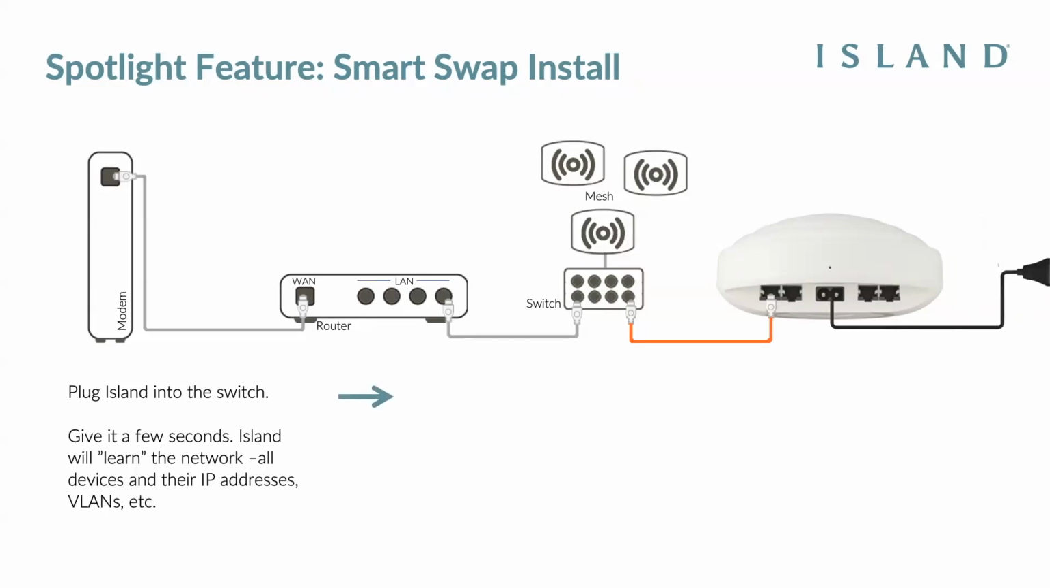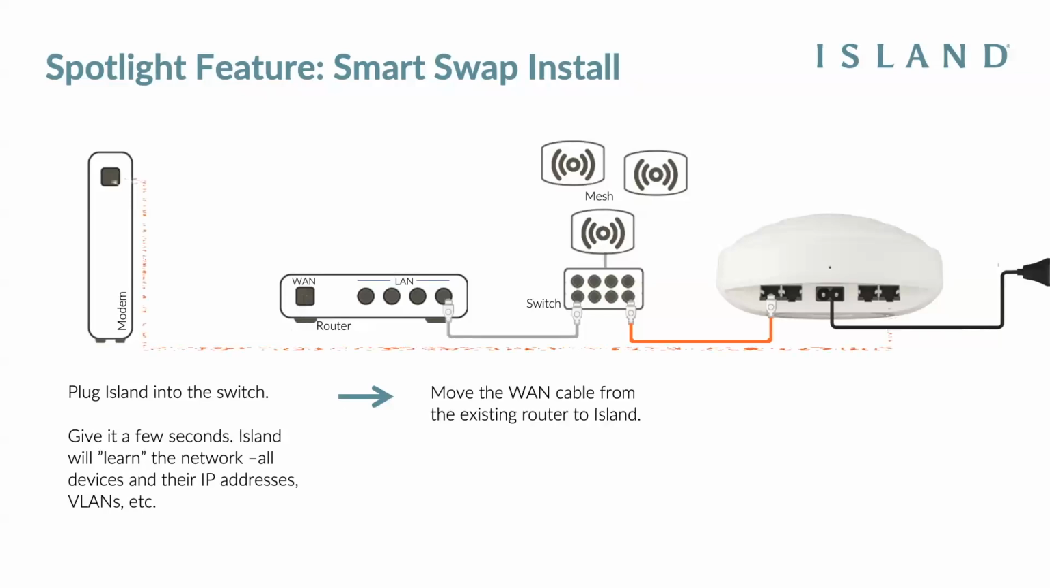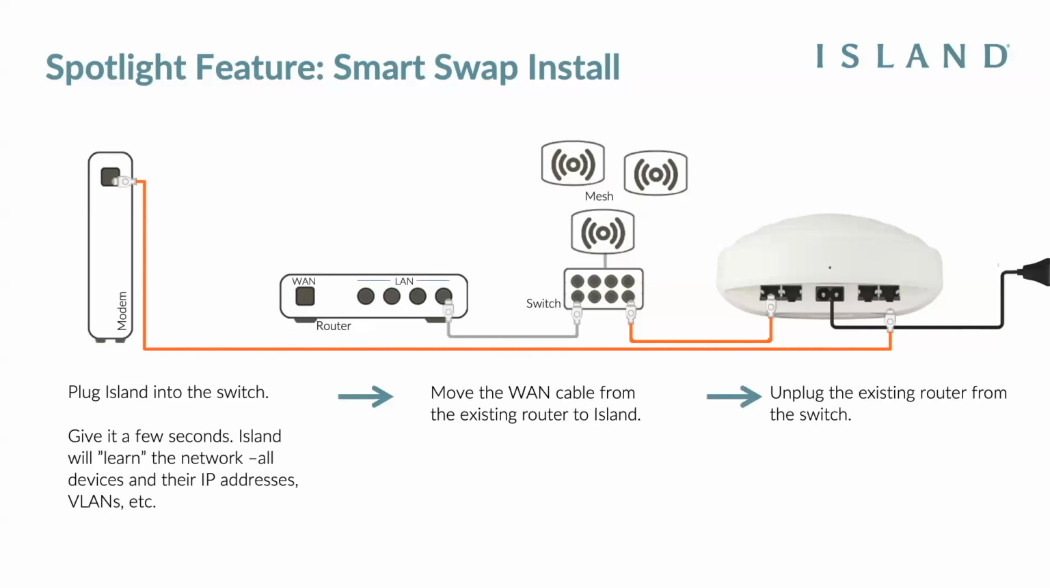It will learn the IP addresses of all of the existing devices on the network. It will learn where the existing router is, what its IP address is, and so on and so forth. It learns all that stuff in just a few seconds. It doesn't take long at all. Once that's learned, then what you do at that point is unplug the existing router from the network and then plug a different port on the island into your modem, your cable modem or your fiber termination or what have you.